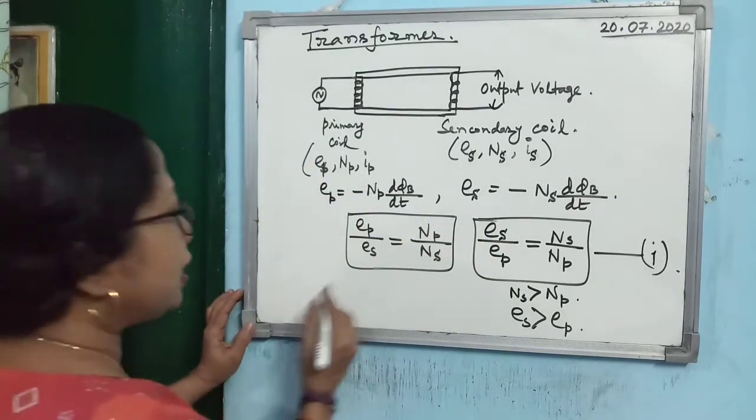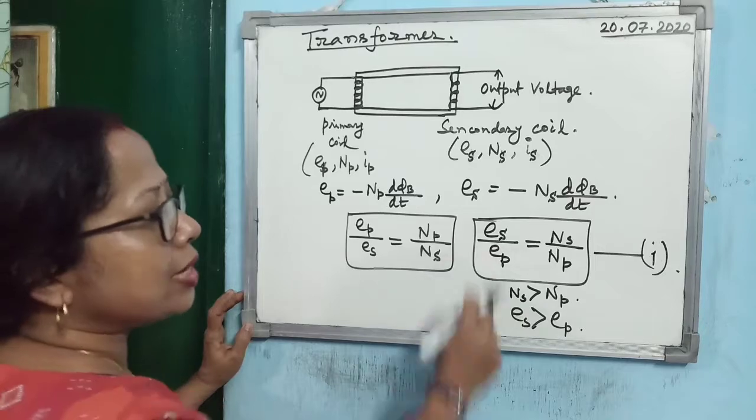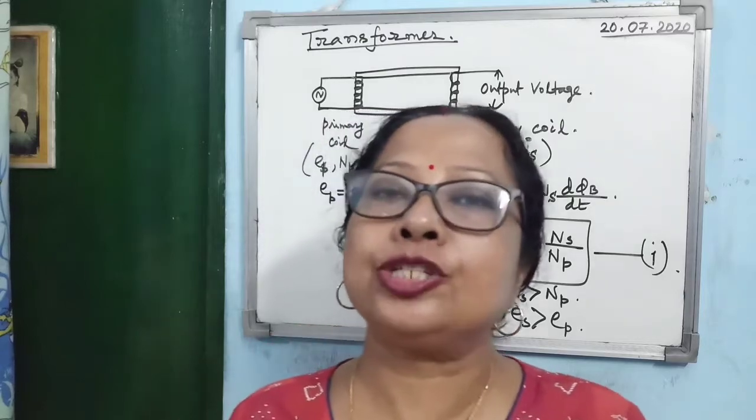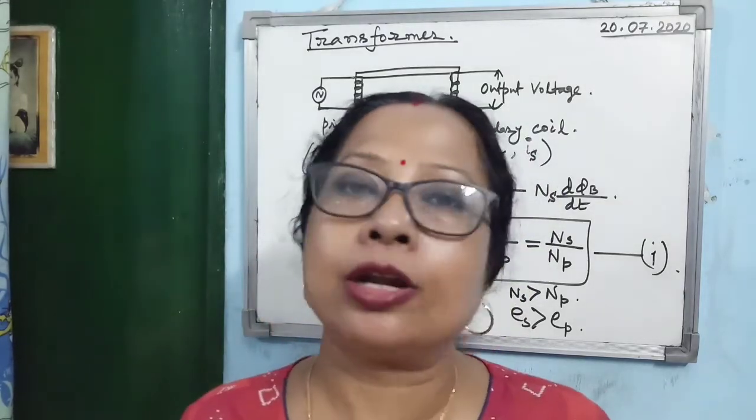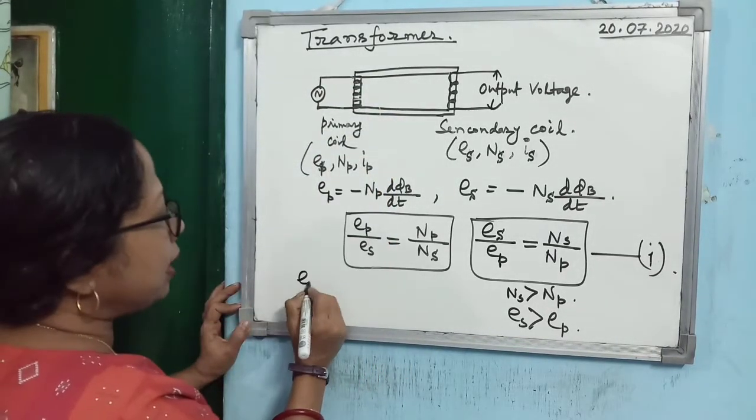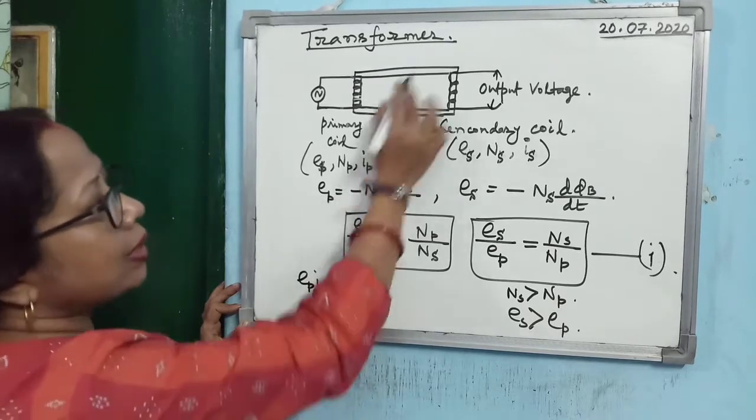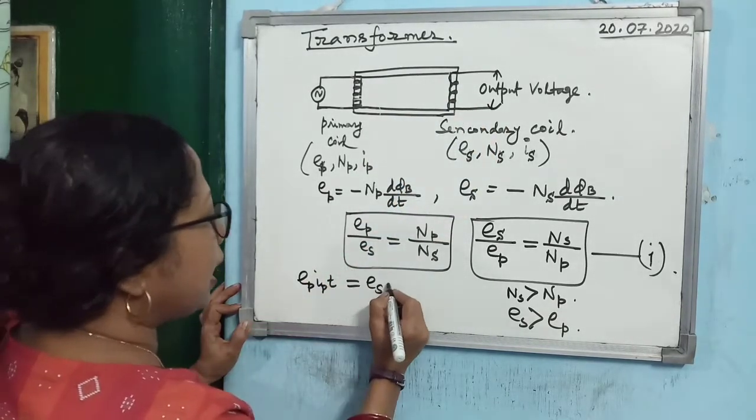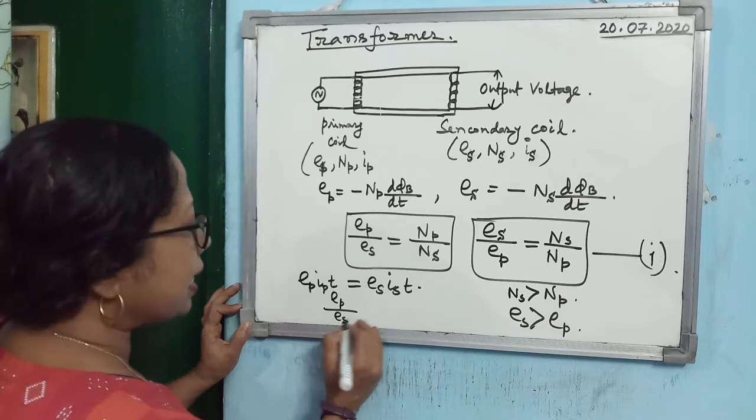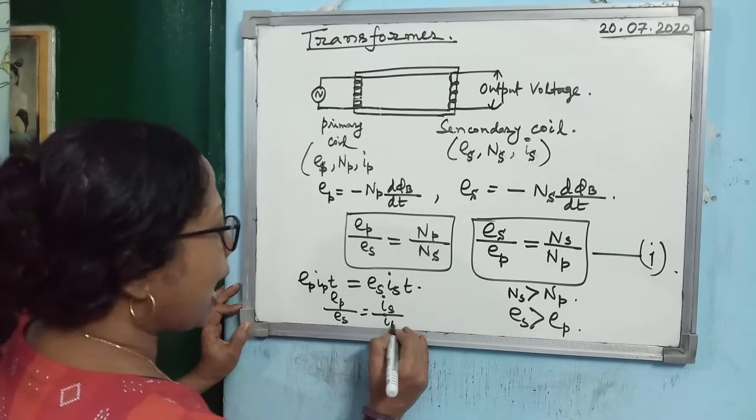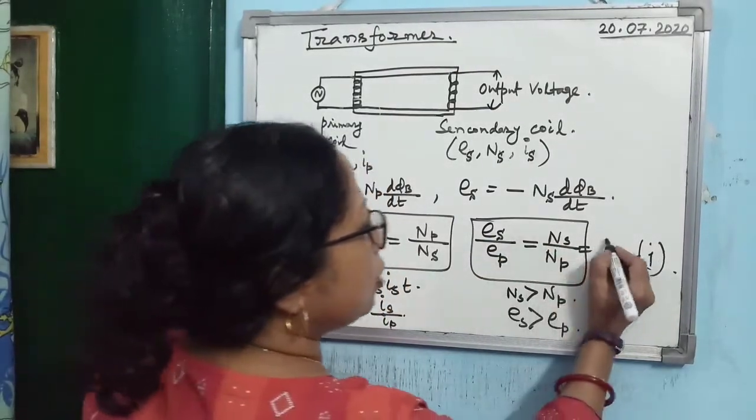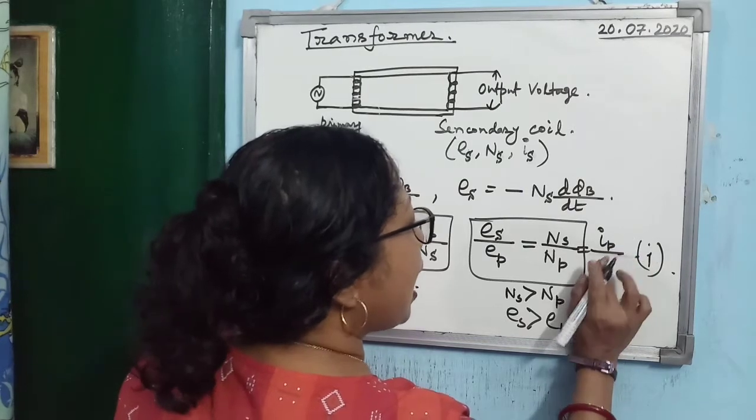Alright. Another relation: although we are increasing or decreasing the voltage, it will also obey the law of conservation of energy. So you cannot create energy, you cannot destroy energy. What is the energy associated with the primary? You can write it as EP IP T. And what is the energy associated with the secondary? You can write it as ES IS into T. So you are getting EP by ES is equal to IS by IP. Means in this case, ES by EP is equal to NS by NP, then you can write it as IP by IS.